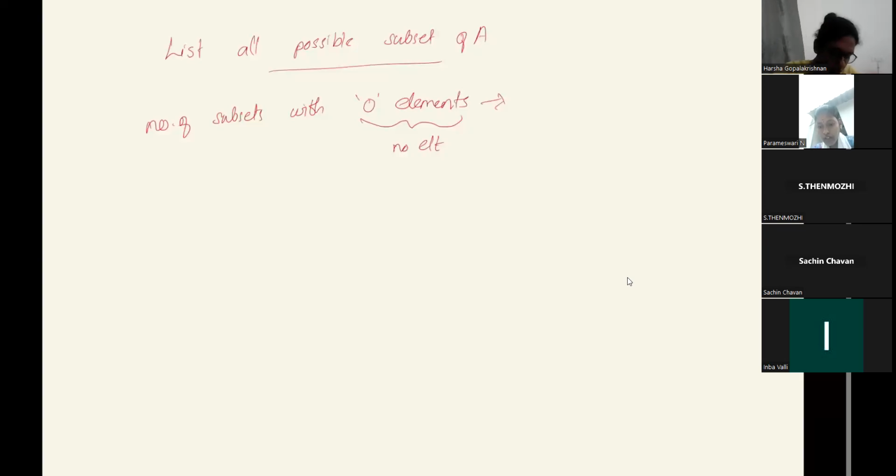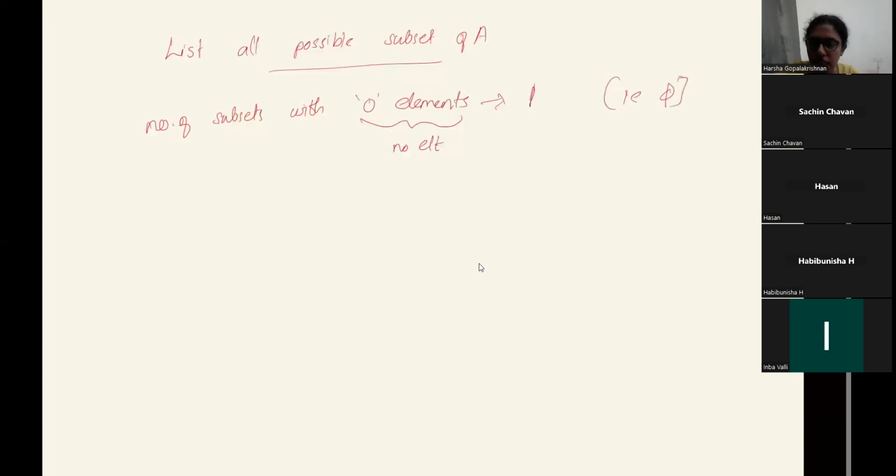Okay, coming to the question. The number of subsets with no elements. How many subsets are there with no element? One. Yeah, one, because the empty set phi is the only subset which has no element.